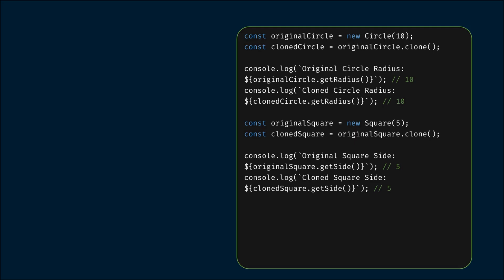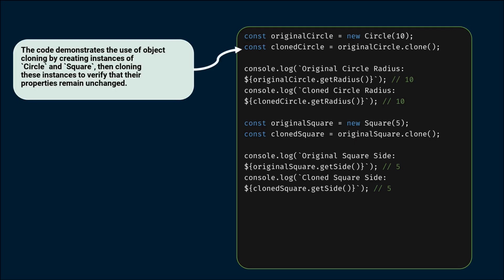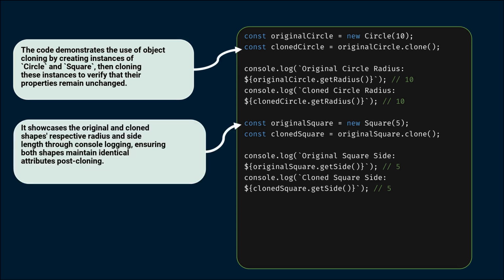Now let's see how we can implement the functionality of our shapes using the prototype pattern in practice. We begin by creating an instance of a circle with a radius of 10, which represents our original shape. By calling the clone method on this instance, we generate a new shape that is an exact copy of the original, allowing us to work with it independently. We can verify that both the original and cloned circles have the same radius by logging their values to the console, demonstrating how the properties are retained during cloning.